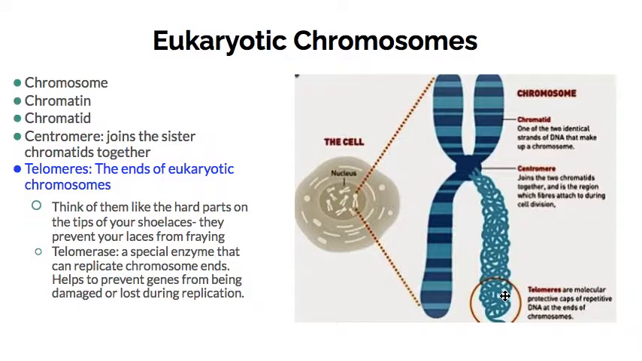We also have telomeres, which are the ends of eukaryotic chromosomes. You can think of these like the hard parts on the tips of your shoelaces, and they help to prevent your laces from fraying. Telomerase is a special enzyme that can replicate the chromosome ends, and it helps to prevent genes being damaged or lost during replication.